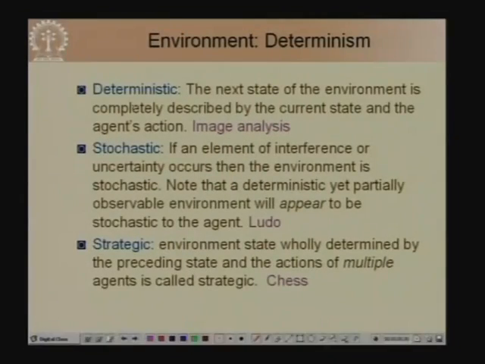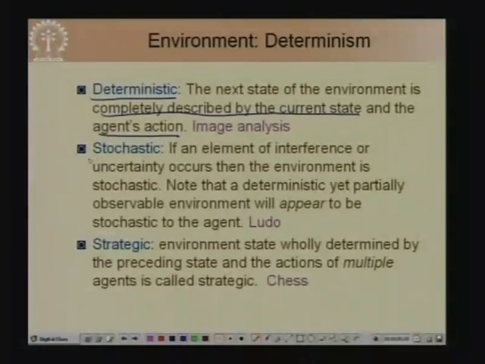Then, if you look at the aspect of determinism, again environments can be divided into two or three types. In deterministic environments, the next state of the environment is completely described by the current state and the agent's action. We have already seen in the diagram of the agent environment that the agent's action changes the environment. Now, in a deterministic environment, given the agent's action, how the environment changes is deterministic. There is no other unknown thing which comes into the picture to decide how the environment changes. In stochastic environments, on the other hand, there is some element of uncertainty.